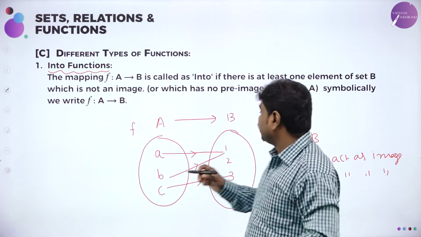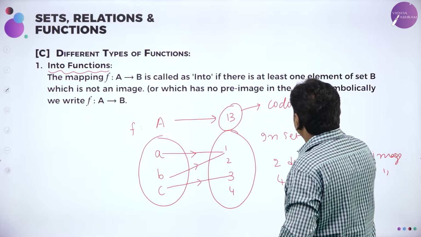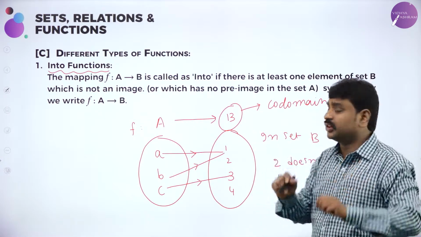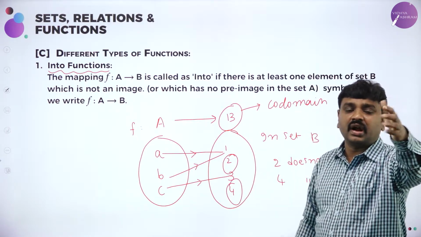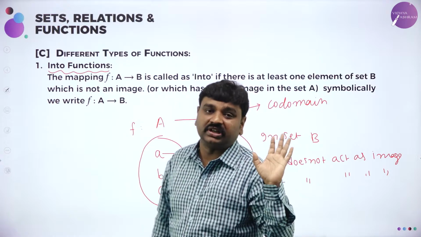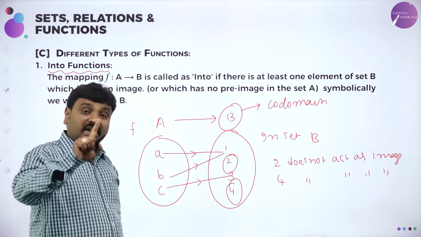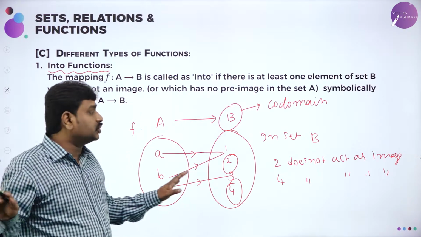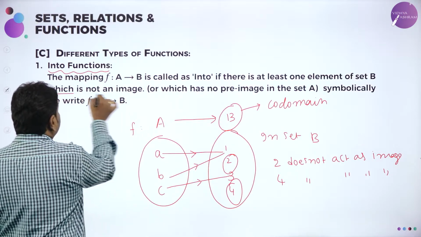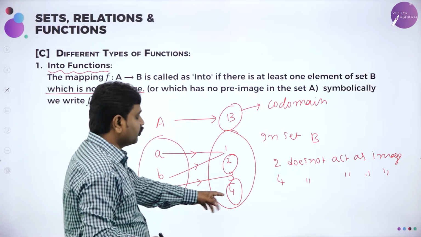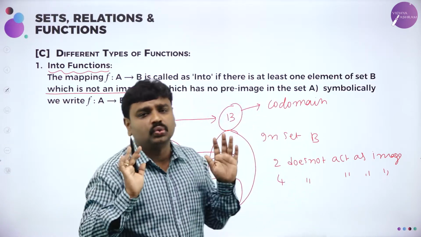Set B, the second set, what is this set called? Codomain. In codomain you should have at least one element which does not act as image. Here 2 is not acting as image and 4 is not acting as image, therefore it is an into function. Into means in codomain there should be at least one element which does not act as image, or which does not have a pre-image. So now 2 is not an image, 4 is not an image. If you have at least one element which is not an image, then it is into.